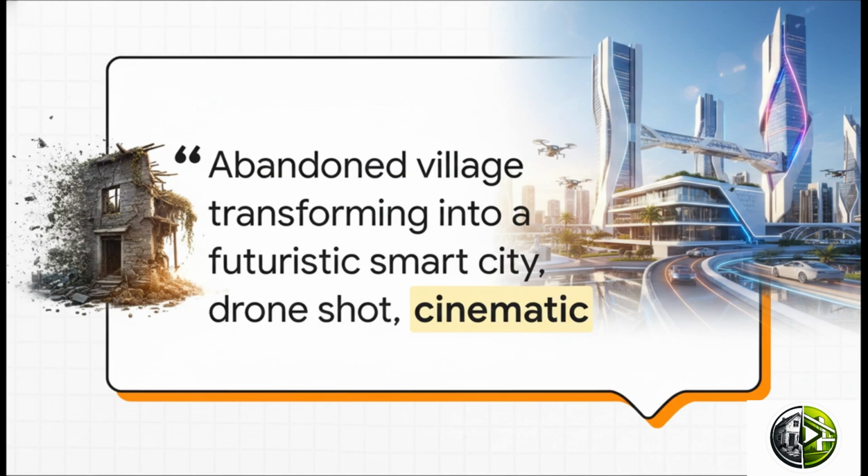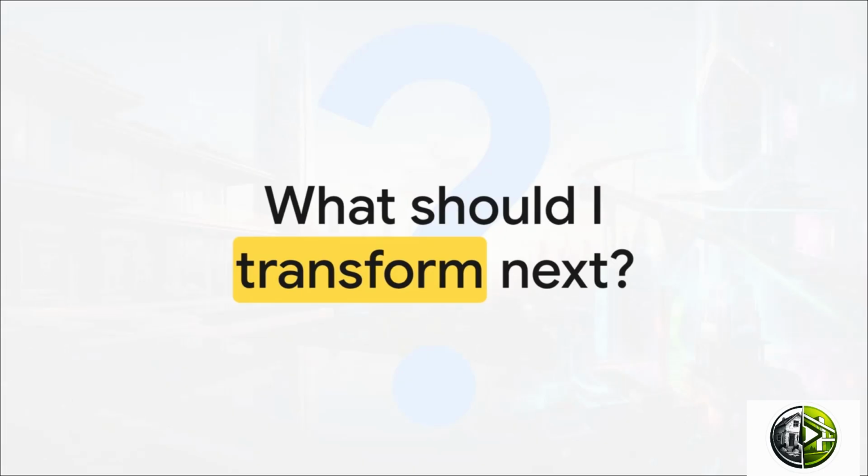Abandoned village transforming into a futuristic smart city. Drone shot. Cinematic. I mean, just look at how perfectly layered that is. This specific sequence literally forces the AI to generate a photorealistic, awe-inspiring drone shot of an electric smart city rising up from an old village. It hits every single box. Luxury, future, technology, and transformation. It's the whole shebang.